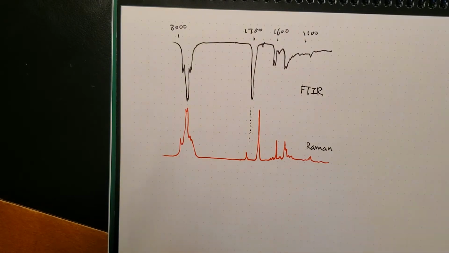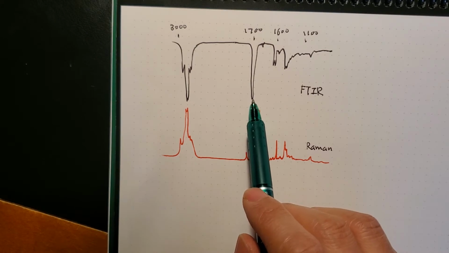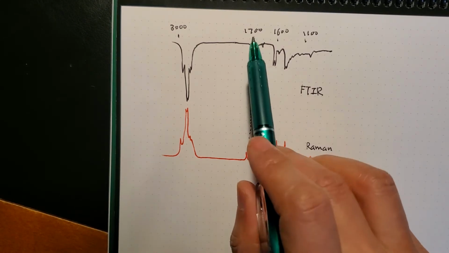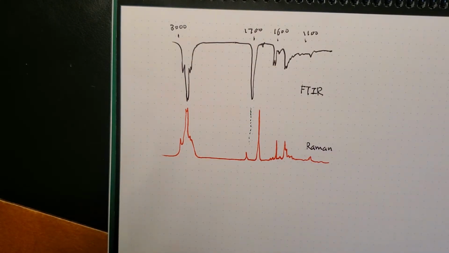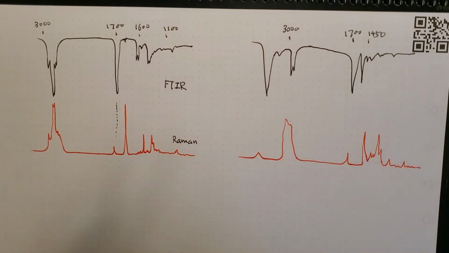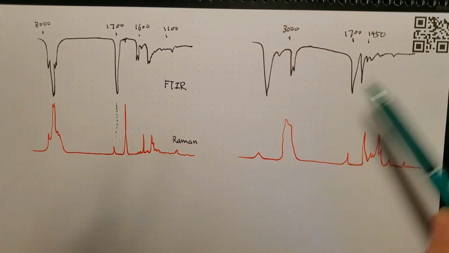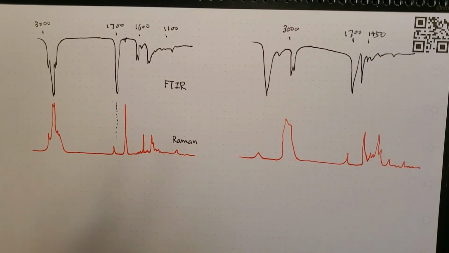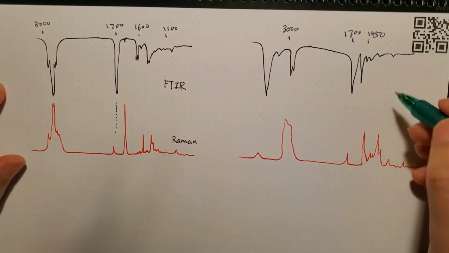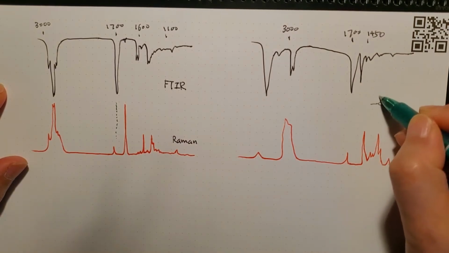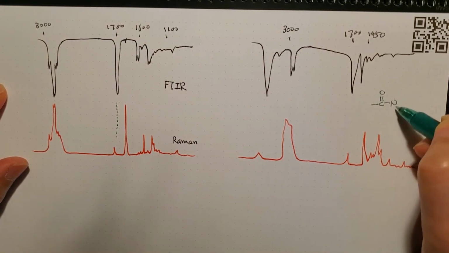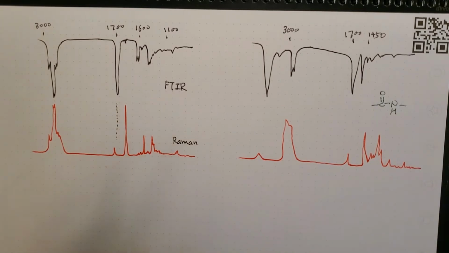So this is basically a compound with a carbonyl group and an alkene functional group. It looks like the carbonyl is conjugated with a double bond because the wavenumber is quite low for a normal carbonyl group. The second example of IR and Raman is an amide compound with this functional group.